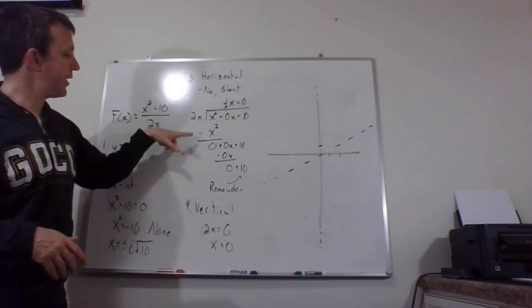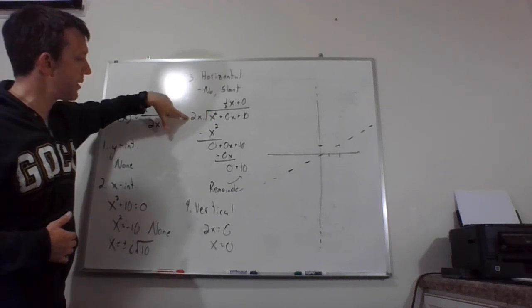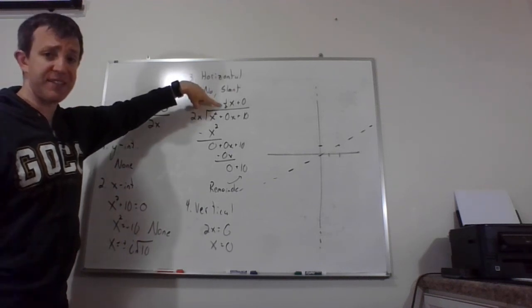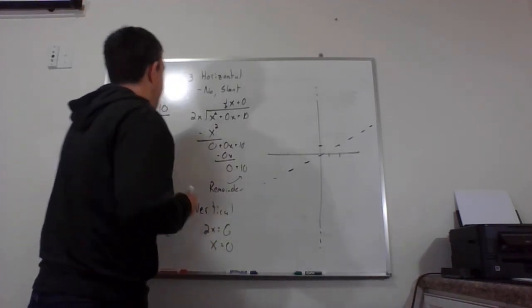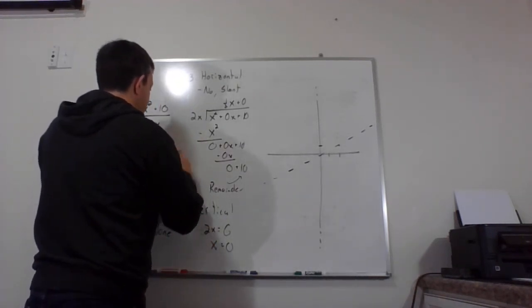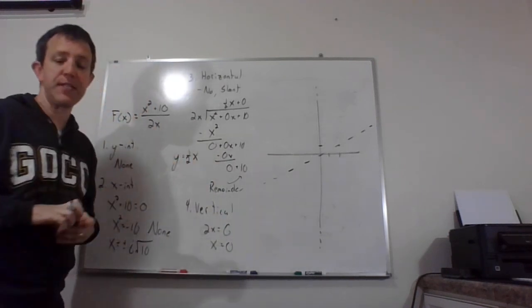So I did the division here. The only part that really gave me anything was the x squared divided by 2x. Gave me a half x. Everything else turned into 0. So I just got 1 half x equals 0. And that is actually the equation for my slant asymptote.